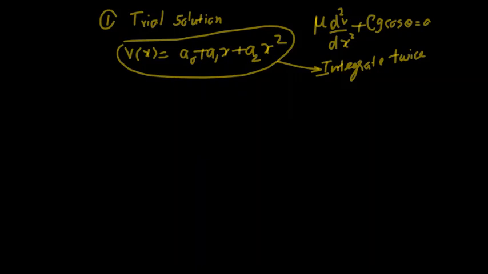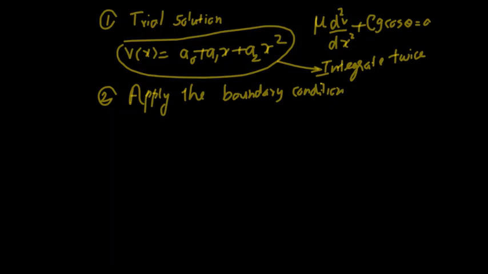All we now need to do is get the values of a0, a1 and a2. So let us do the second step. What is the second step? The second step is to apply the boundary conditions. So what is the first boundary condition? Well, we know what it is. When a liquid is flowing on an inclined plane, the velocity at this particular point is going to be 0.